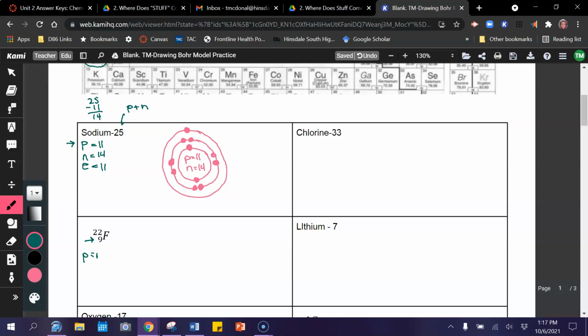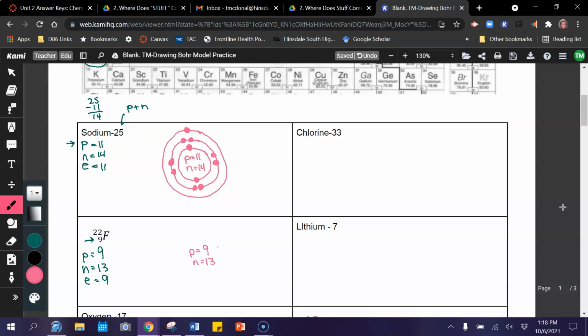So P equals 9. My neutrons are found by subtracting 9 from the mass number. So 22 minus 9 will give me 13 neutrons. And then the number of electrons, as always, is the same as the number of protons. So in my nucleus now, I'm going to write P equals 9 and N equals 13.